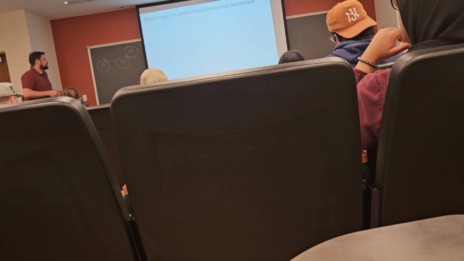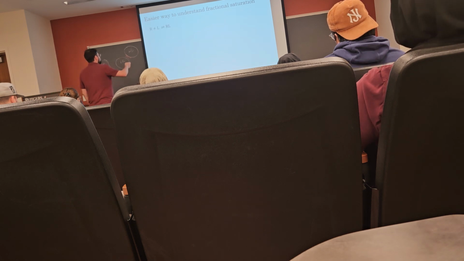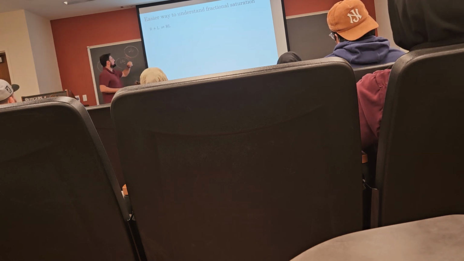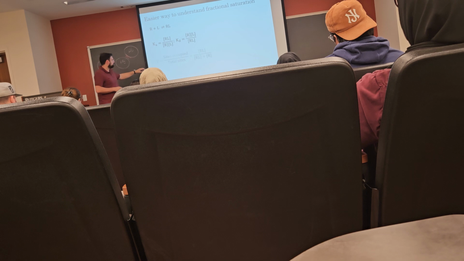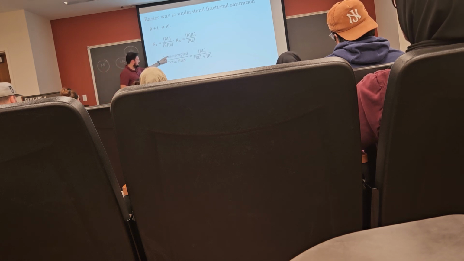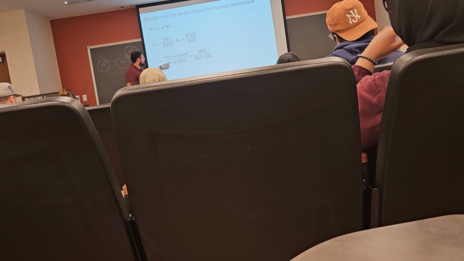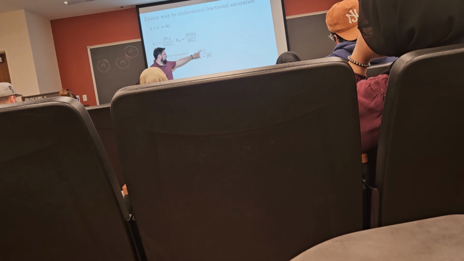An easier way to understand fractional saturation is just to look at our association reaction here. R plus L yields RL. Ka is RL over R times L. Kd is RL over R times L over RL. We can say that Y, the fractional saturation, again, is sites occupied divided by total number of sites. Sites occupied, of course, is RL divided by R total, which must be RL plus R, right?